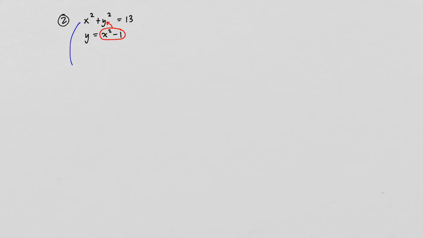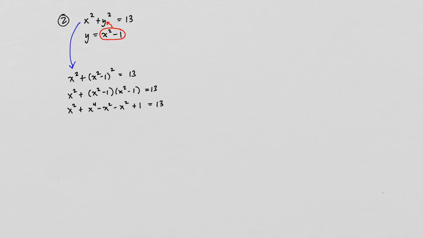So we can take that expression and substitute it in for y in the first equation. And so if we do that, the first equation becomes x squared plus (x squared minus 1) quantity squared is equal to 13. So now we have to multiply this out. Remember, when you square, it just means you're multiplying by itself. And x squared times x squared is x to the 4th. And then negative 1 times x squared is negative x squared. And negative 1 times x squared again is negative x squared. And then plus 1 equals 13.